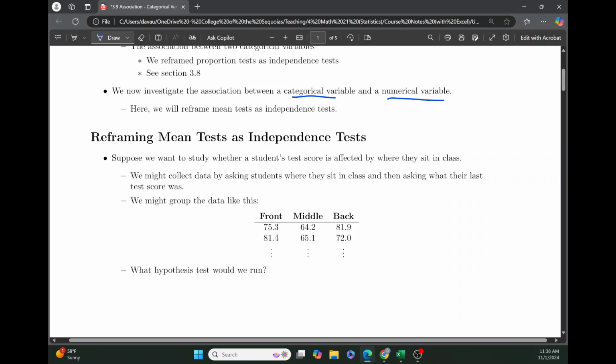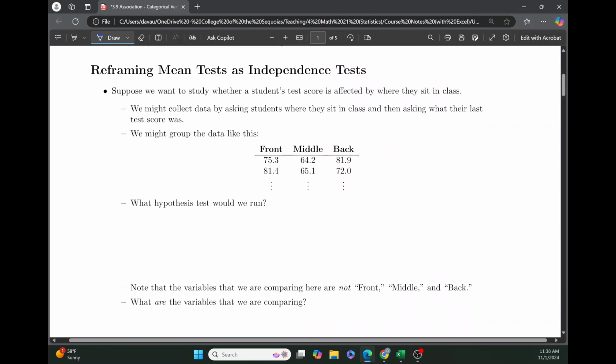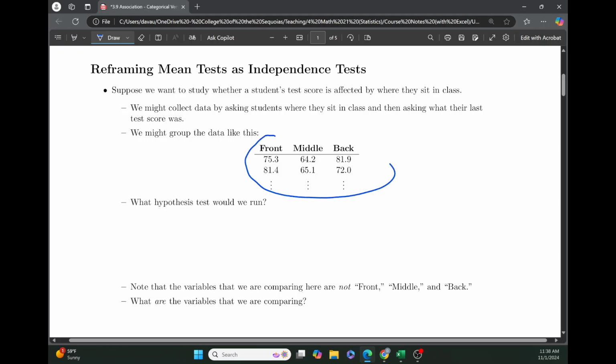So let's get started. Suppose that we want to study whether a student's test score is affected by where they sit in class. So we might go around and ask students where they sit, and then ask them what their last test score was, and then we might collect the data into a table kind of like this, right? Now the question is, what hypothesis test should we run here?